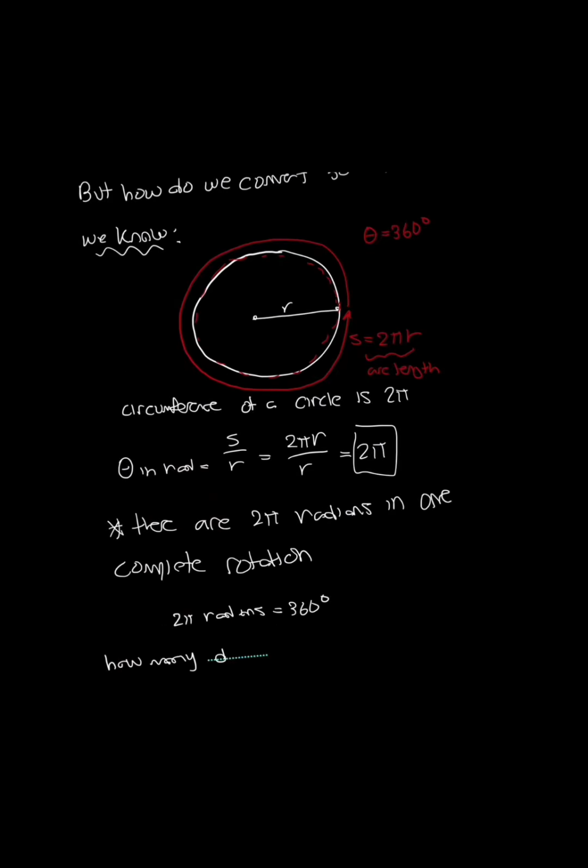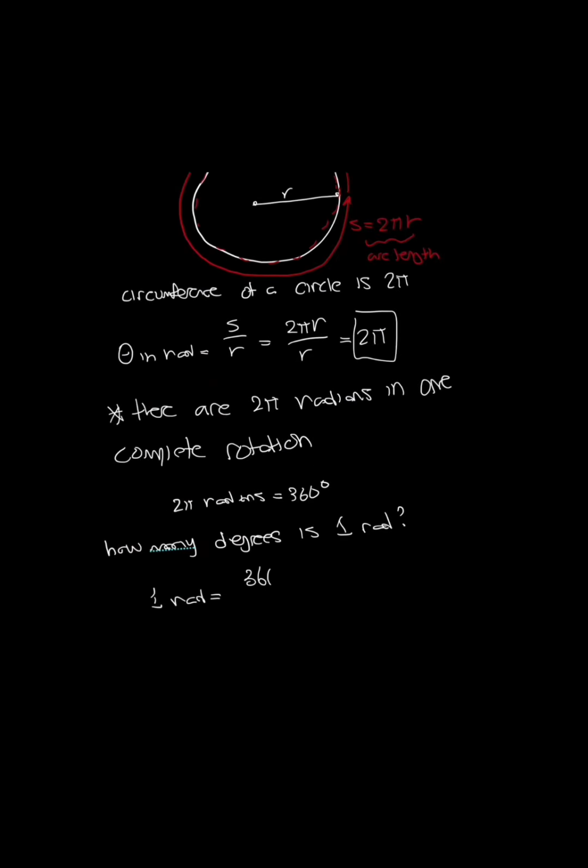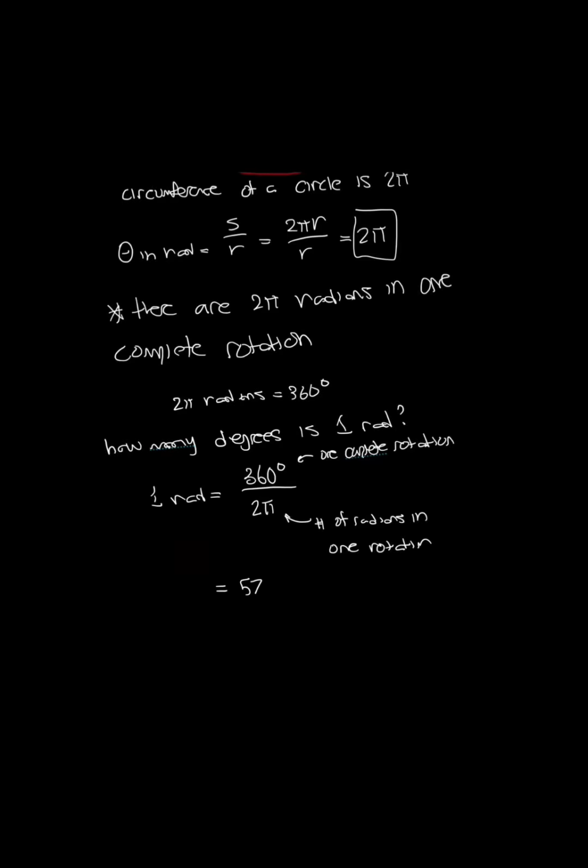And so how many degrees is 1 rad? We can identify that 1 rad is equal to 360 degrees divided by 2 pi, because 360 degrees is one complete rotation and 2 pi is the number of radians in one rotation. So if we divide these two values, we get what 1 rad is equal to in degrees, and we find that's equal to 57.3 degrees. So this is the conversion factor.